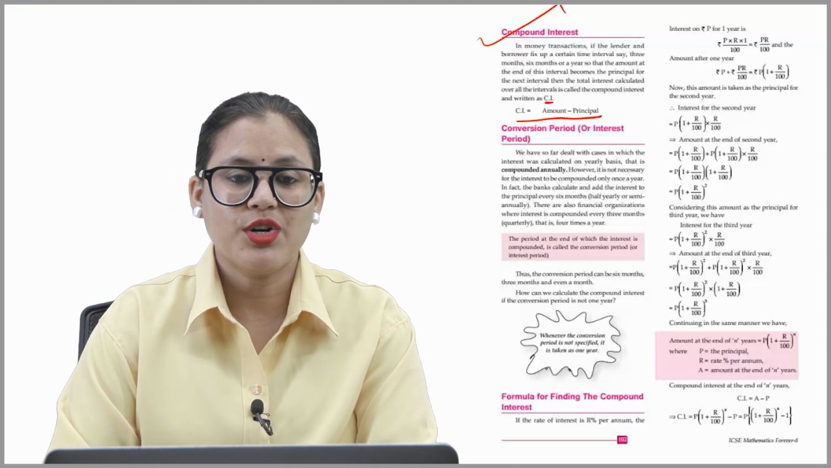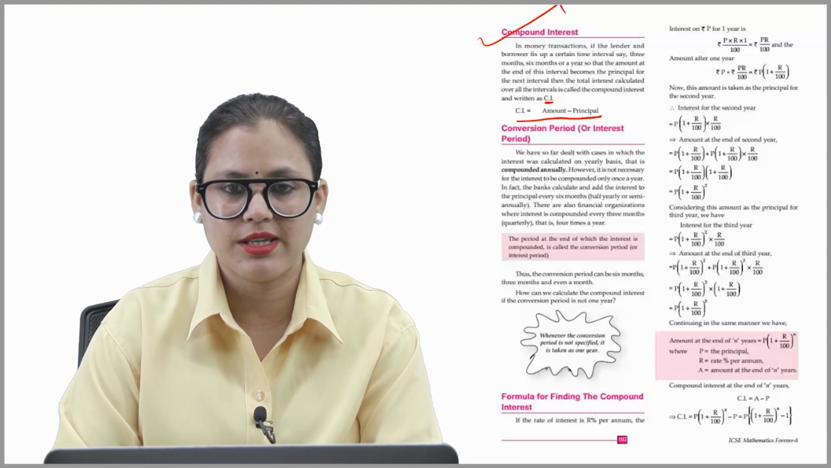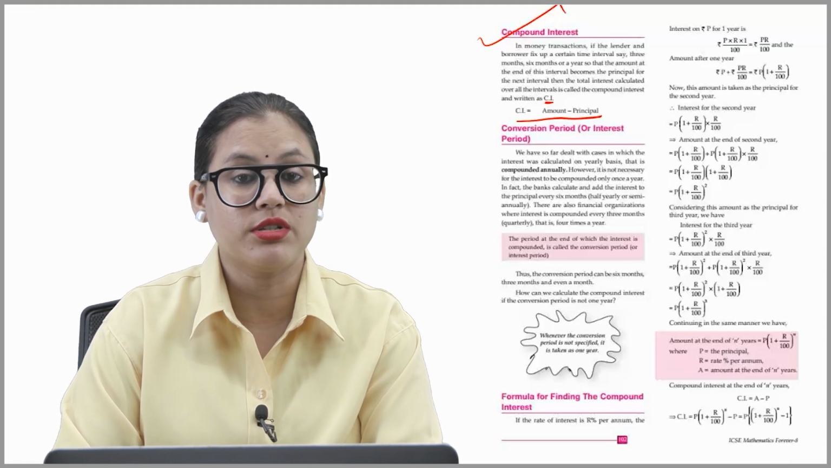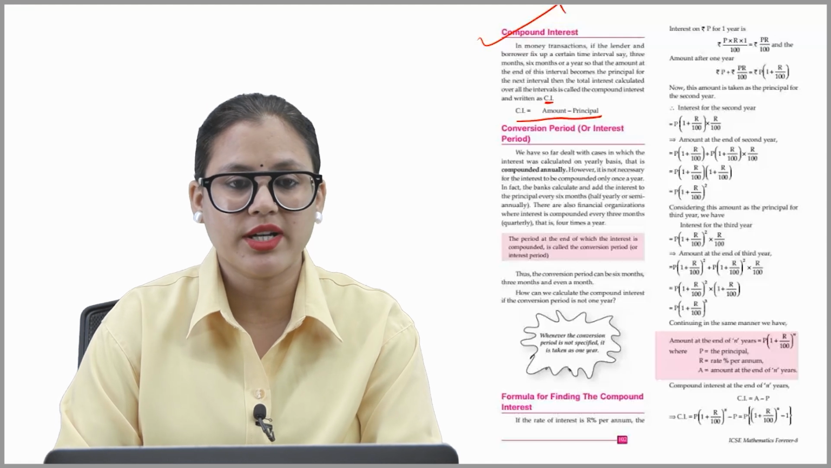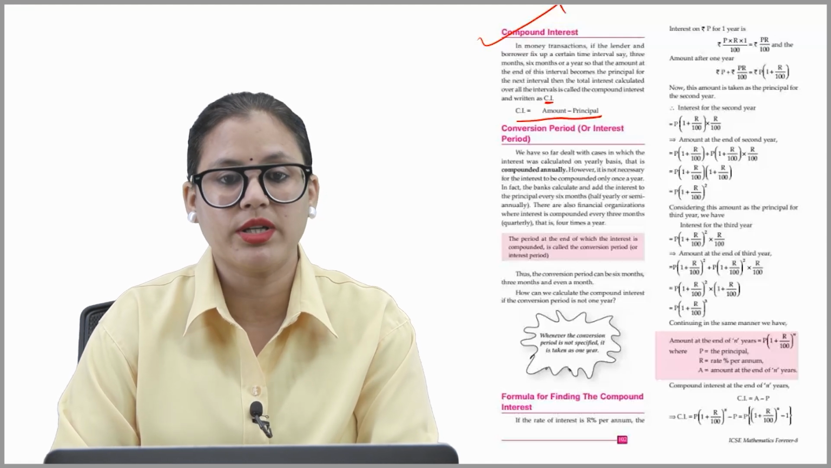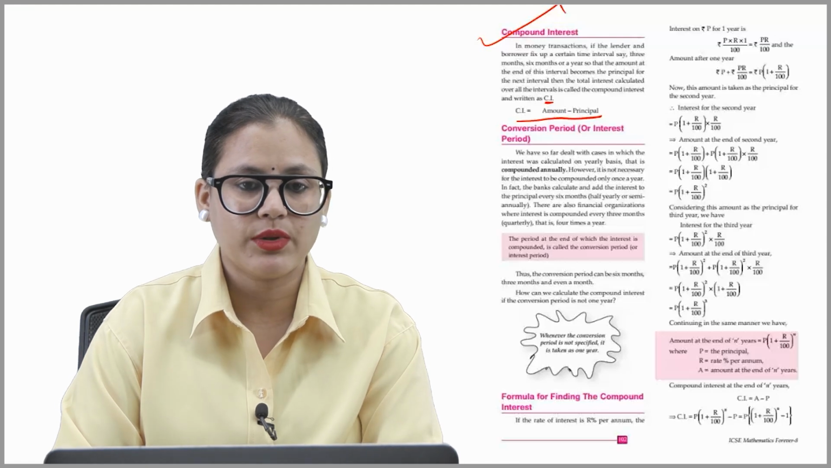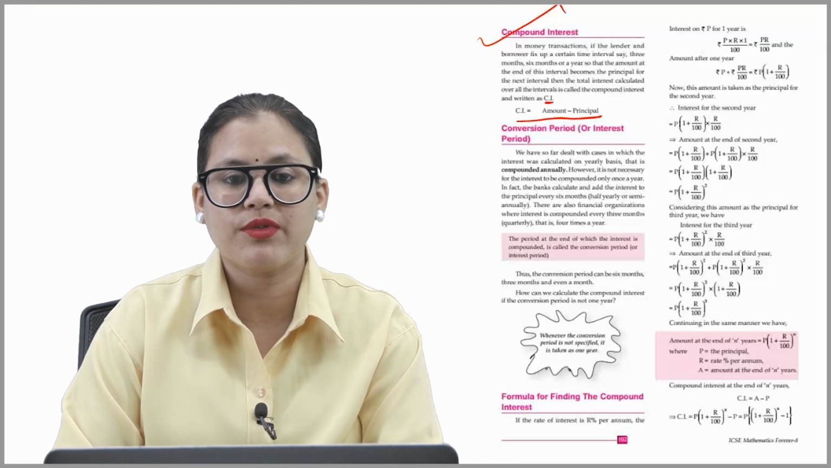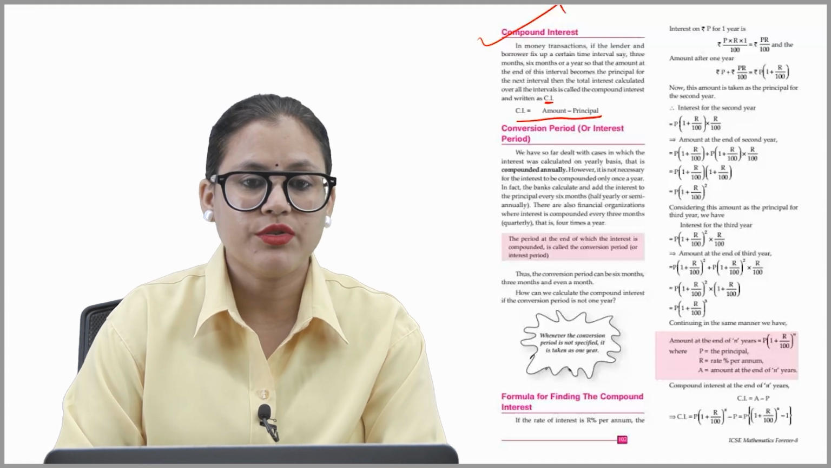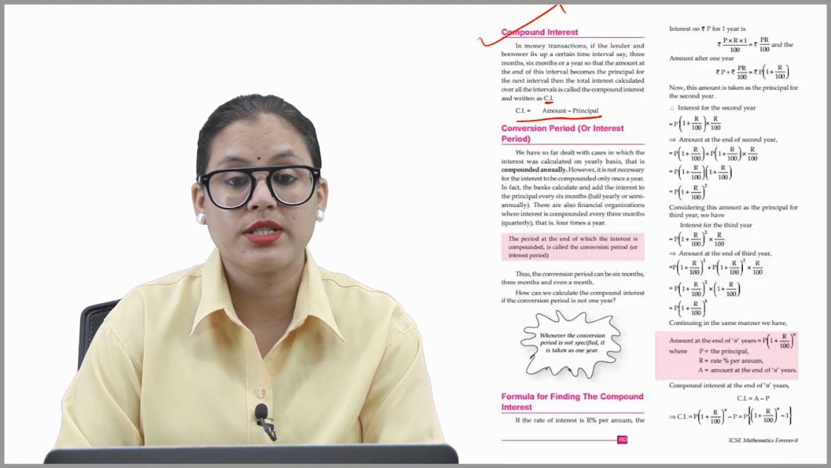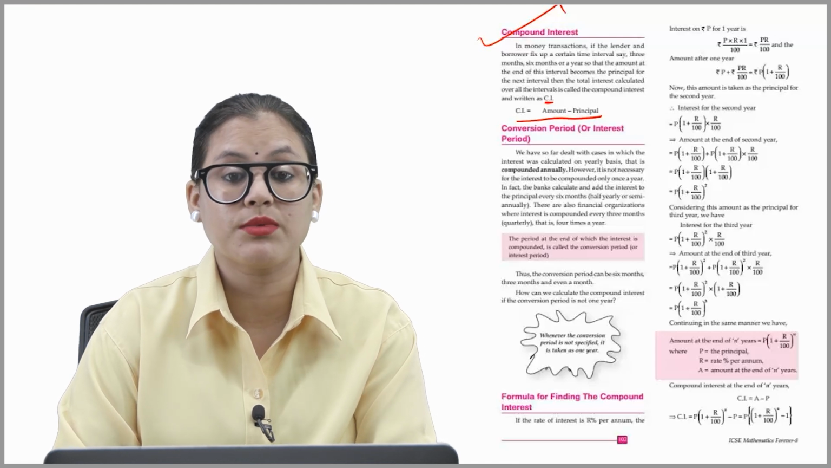Okay. Conversion period or interest period. We have so far dealt with cases in which the interest was calculated on a yearly basis, that is, compounded annually. However, it is not necessary for the interest to be compounded only once a year. In fact, the banks calculate and add the interest to the principal every 6 months, that is half yearly or semi-annually. There are also financial organizations where interest is compounded every 3 months, quarterly, that is 4 times a year.